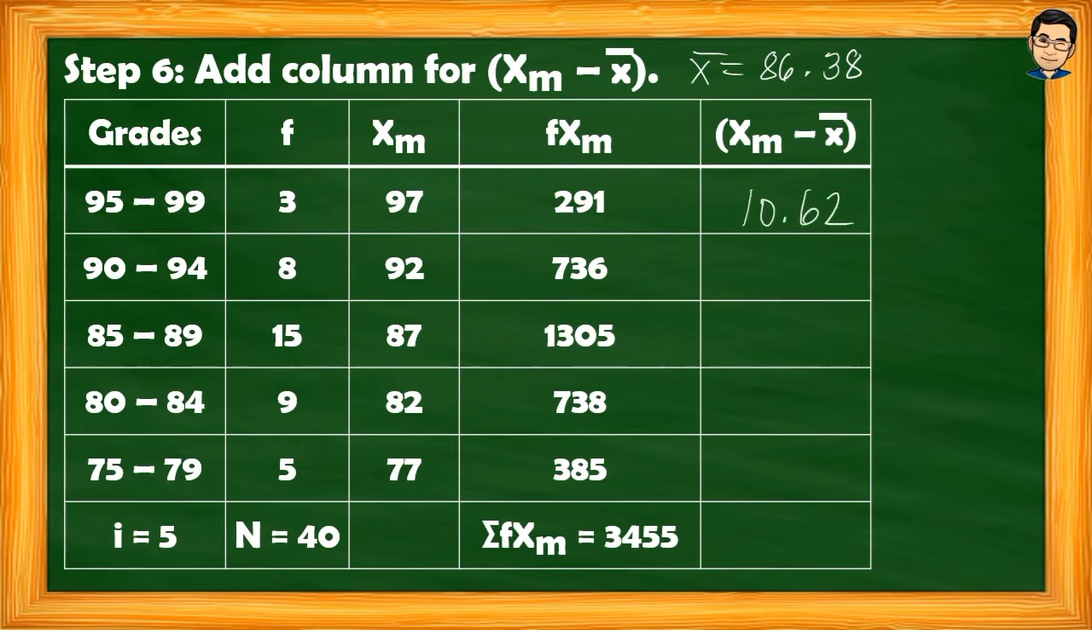So we will get 10.62. Next, 92 minus 86.38 will have 5.62. 87 minus 86.38 will have 0.62. Next, 82 minus 86.38 will have negative 4.38. Mas mataas po kasi yung value ng mean dun sa class mark, kaya negative po siya. Next, 77 minus 86.38 will have negative 9.38.